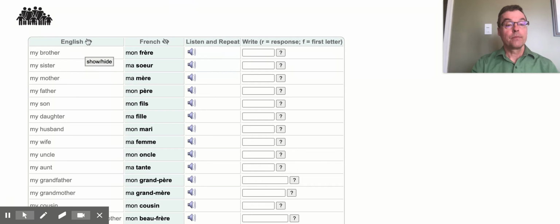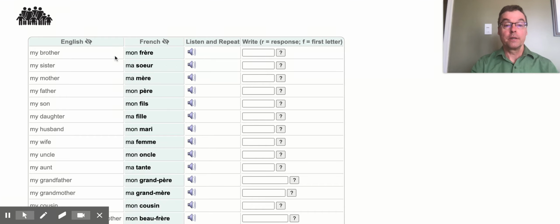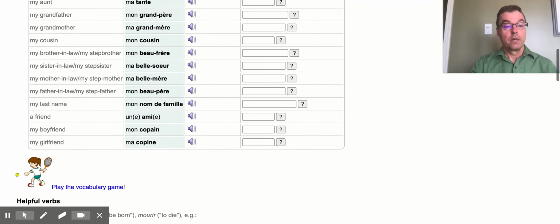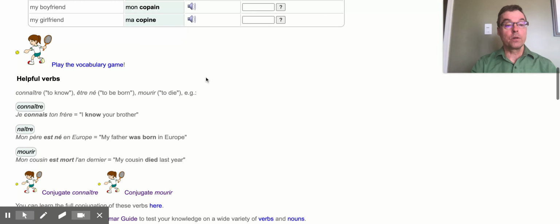So go through, make sure you can go from the English to the French and vice versa. Listen to the sounds. Ma sœur. And make sure you can write them out as well. Play the vocabulary game to show you can spontaneously come up with these words.